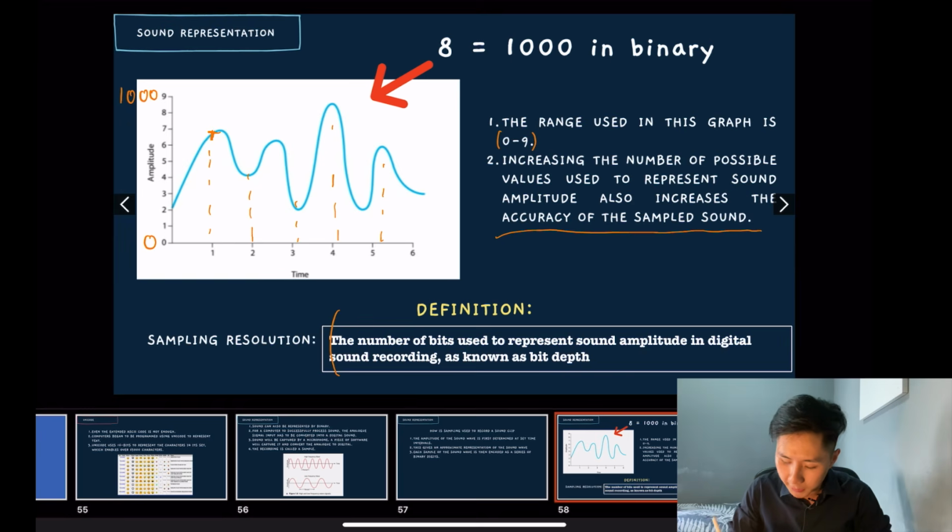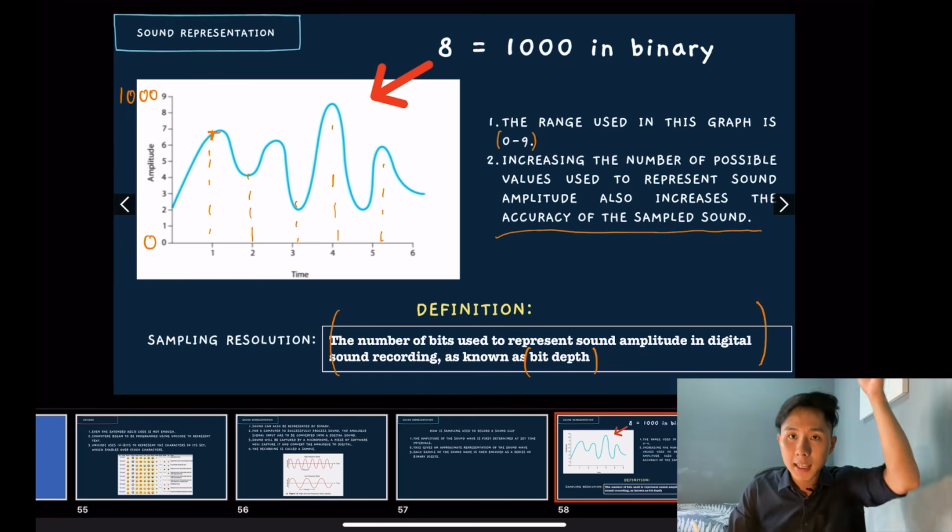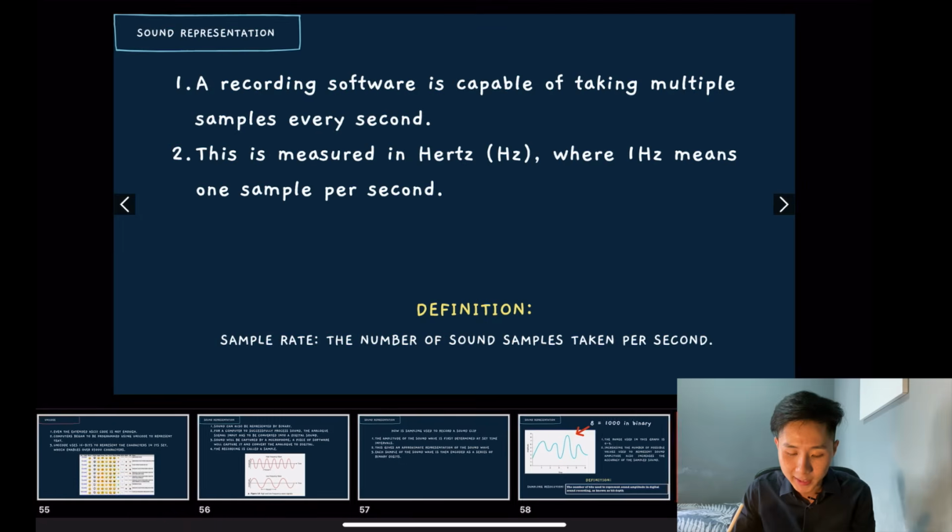You have to remember this definition. The number of bits used to represent sound amplitude in digital sound recording, which is also known as bit depth. Bit depth, that's the equivalent of sampling resolution. In other words, if you were to increase sampling resolution, you increase the accuracy of the sound, which means your sound will be of greater quality. So that's how sound is represented.